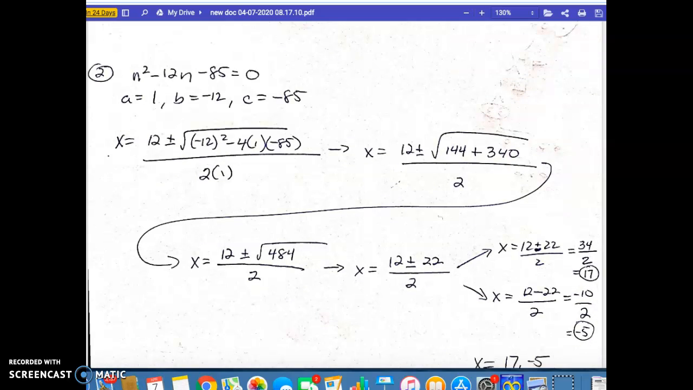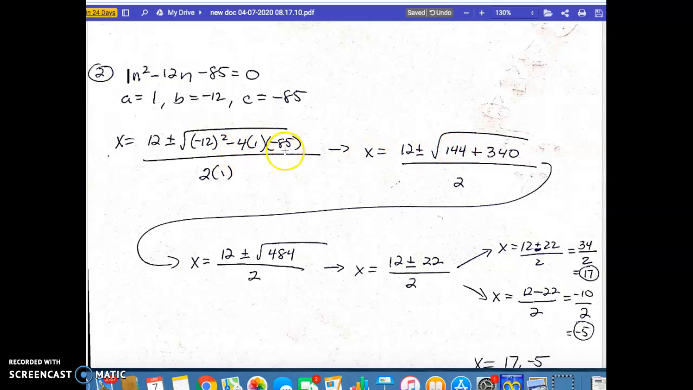Here's number 2. Number 2, same thing. I'm just going to go through a little quicker. A is your number in front. That's 1. Don't forget there is a 1 there, if you need to put it in. There's your 1. B is negative 12. C is negative 85. Plug it all in, and focus on that discriminant. So negative 12 squared is 144.